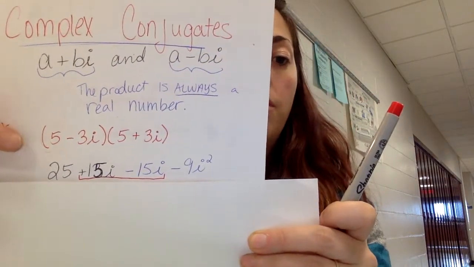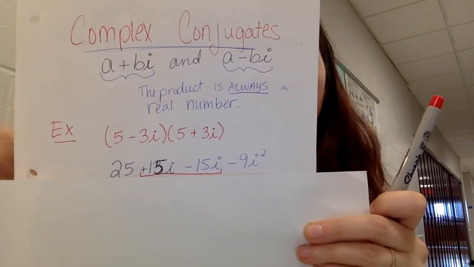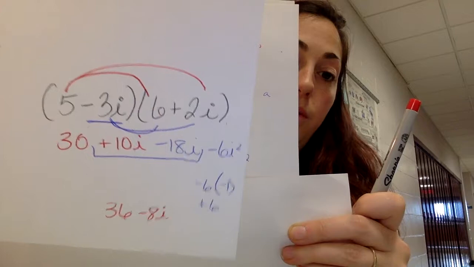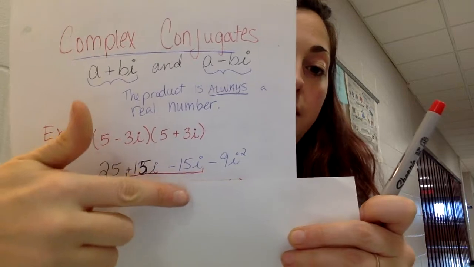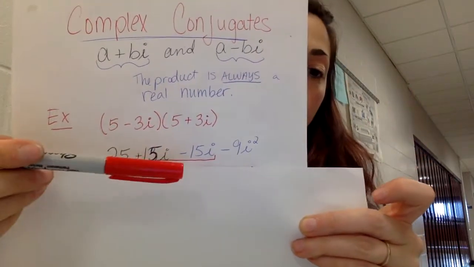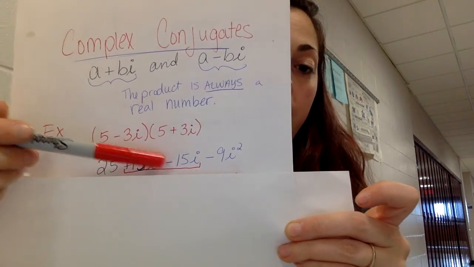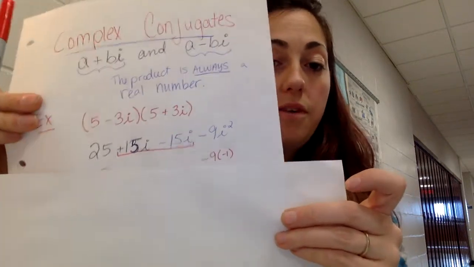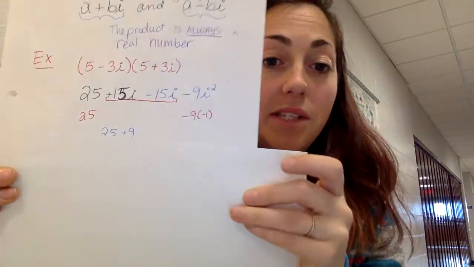So basically, say I have 5 minus 3i times 5 plus 3i. Then you're multiplying just like we just did. Right here where you multiply all terms, right? So you get 25 plus 15i because you're doing 5 times 3i. And then negative 3i times 5 is negative 15i. And negative 3i times positive 3i is negative 9i squared. So then from there, if you notice the middle, positive 15i and negative 15i, it cancels because they're opposites, right? So that middle is gone.